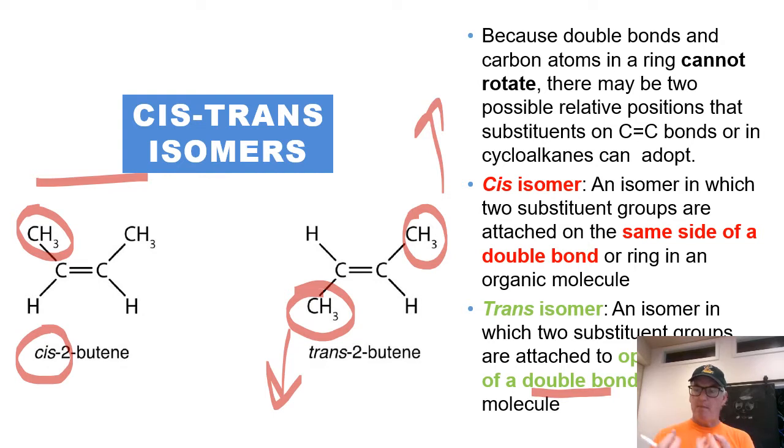And if you were making models in the lab, you would see that once you connect something with a single piece, you can move them around. You put two pieces and they're locked. So same side cis, opposite side trans.